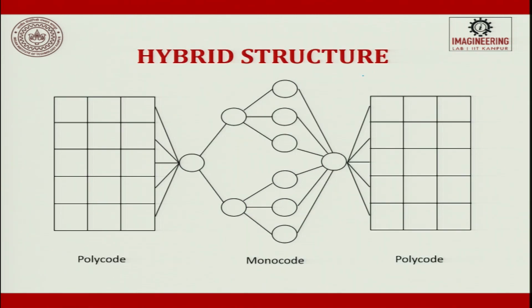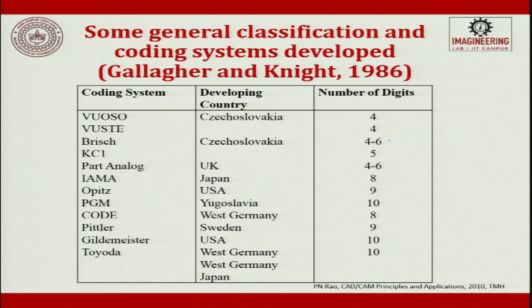In hybrid, you will have first 3, this is just a representation. You will have polycode followed in the first 3, then you will have monocode followed in the next 4 digits, and next again you can have polycode which is followed in the last 3 digits. So, here is a mixture of polycode and monocode. In polycode, every digit has its own relevance. In monocode, the amplification of the information is happening.